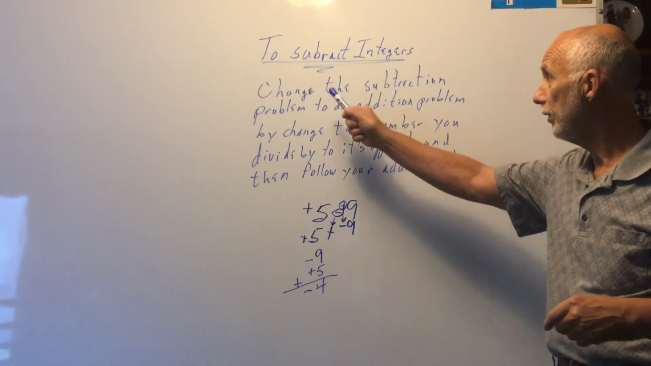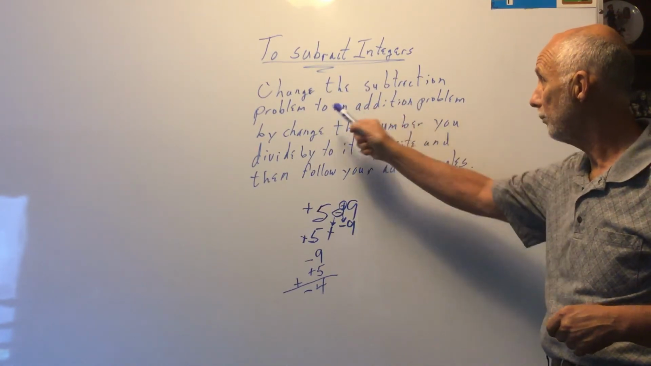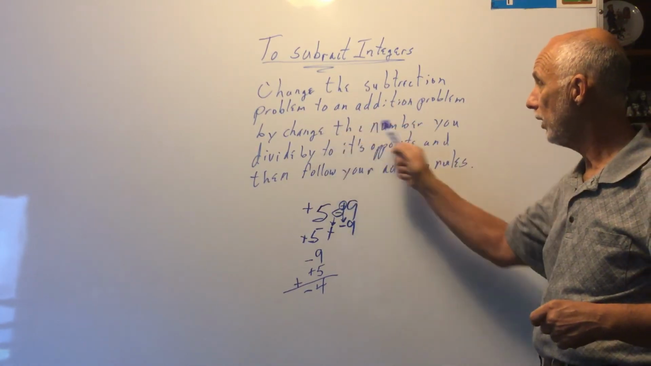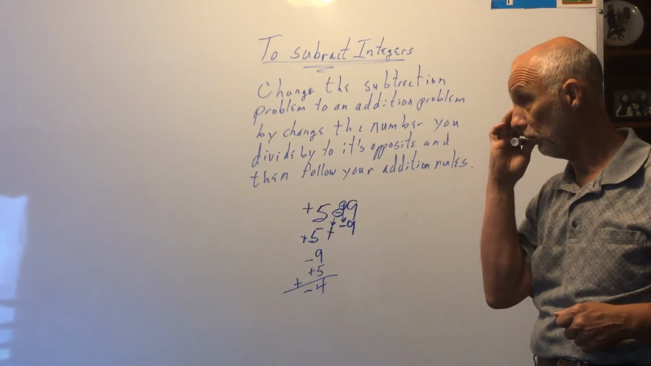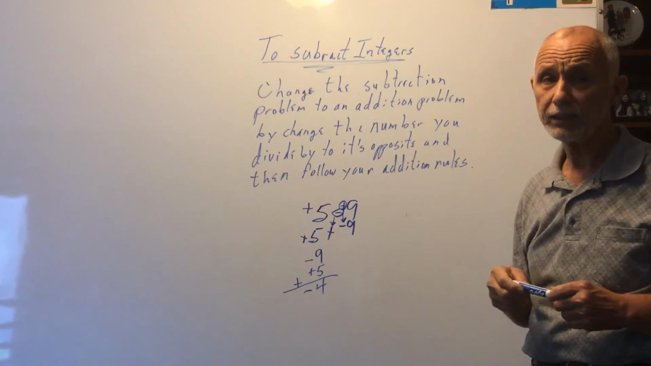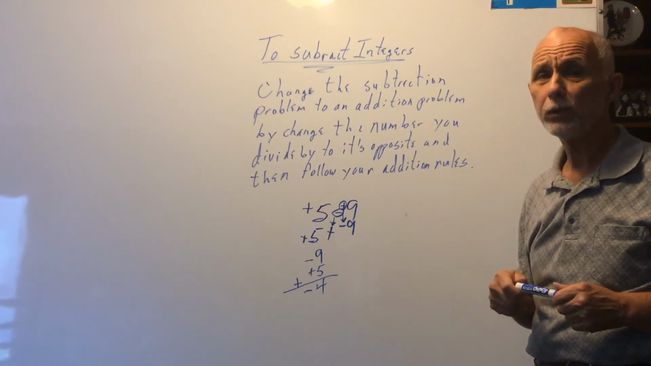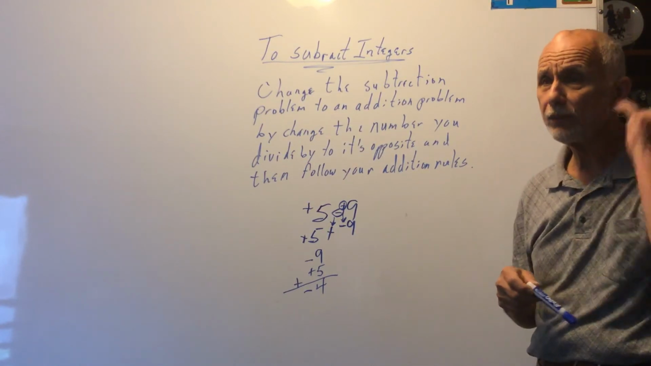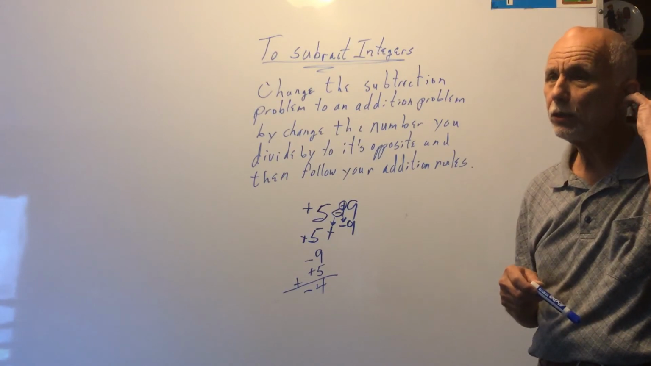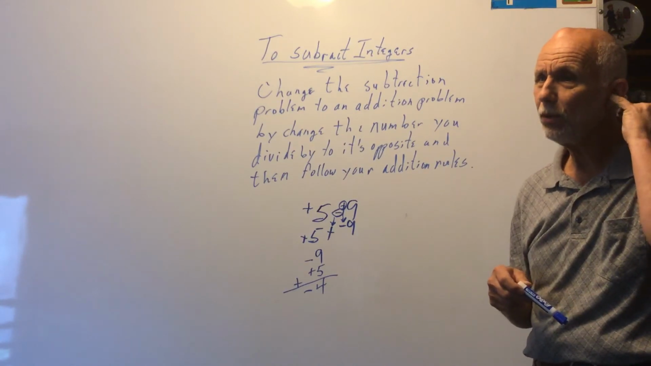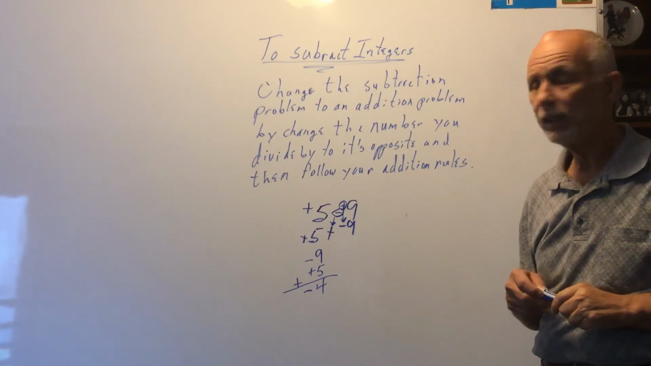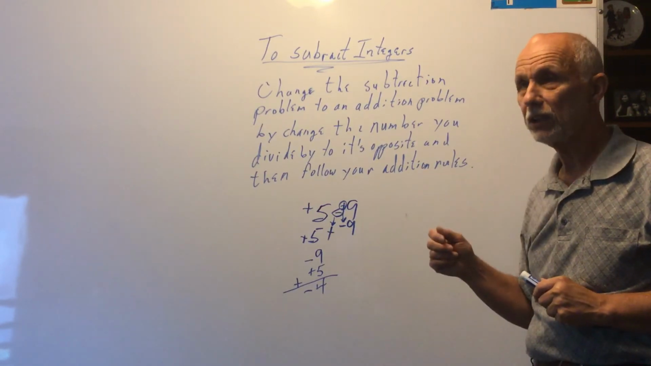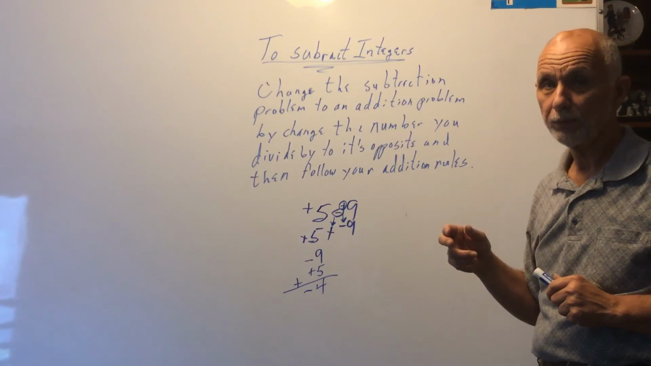If you just follow this simple rule, change the subtraction problem to an addition problem by changing the number you subtract by to its opposite, and then follow the addition rule, it becomes very, very easy. But for some weird reason, people in 7th grade refuse to do that. I've had people who have gone through and failed integers over and over again just because in subtraction they want to come up with rules.